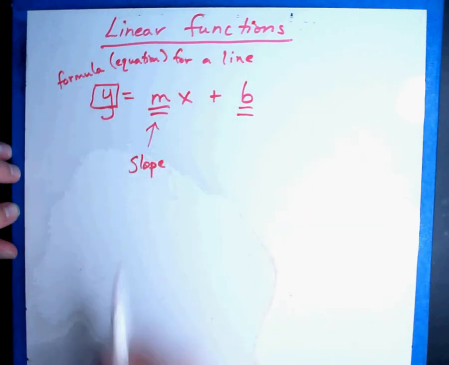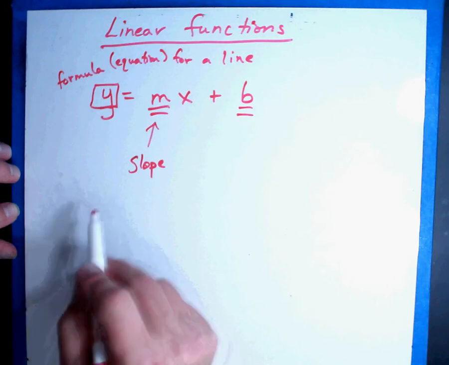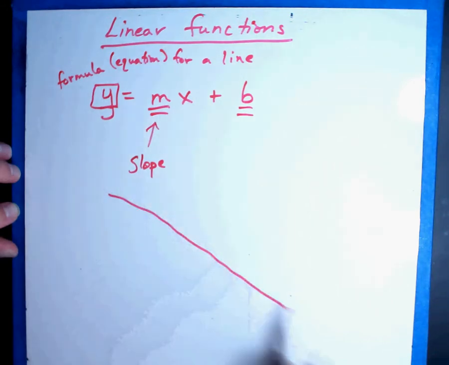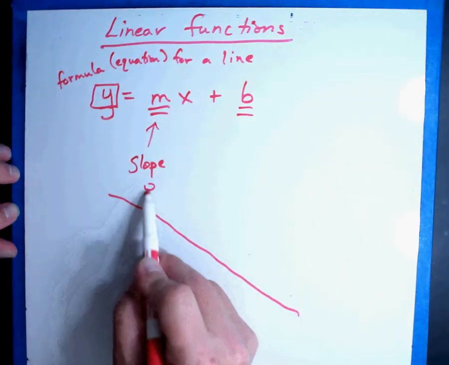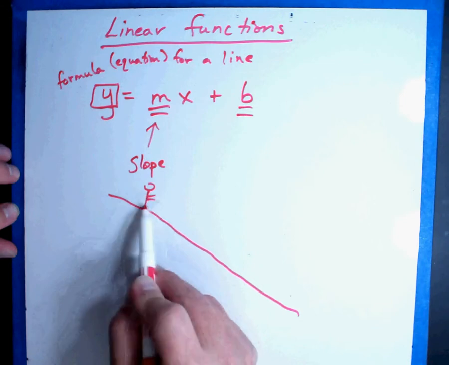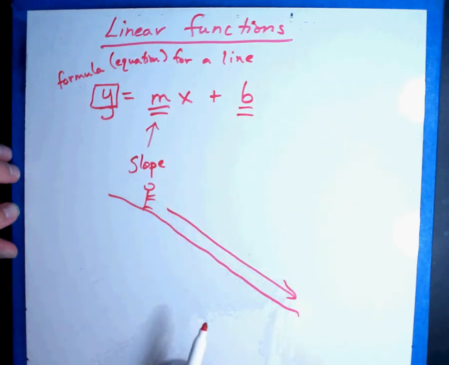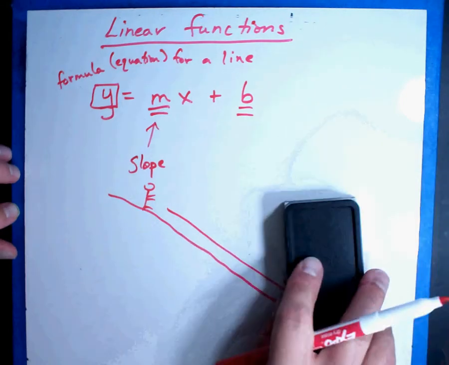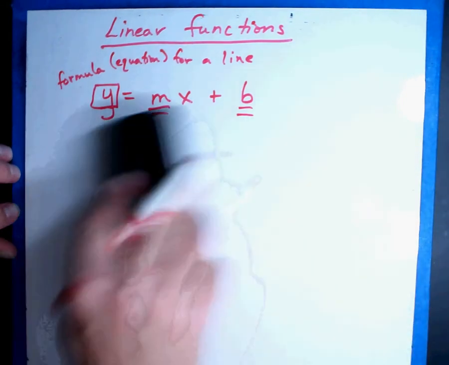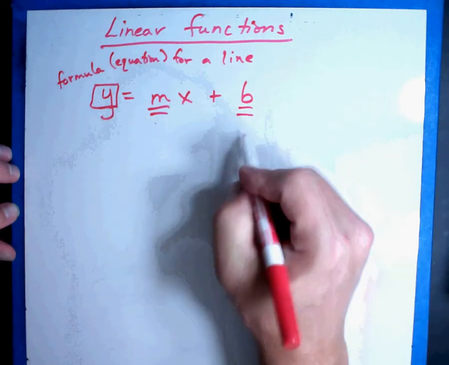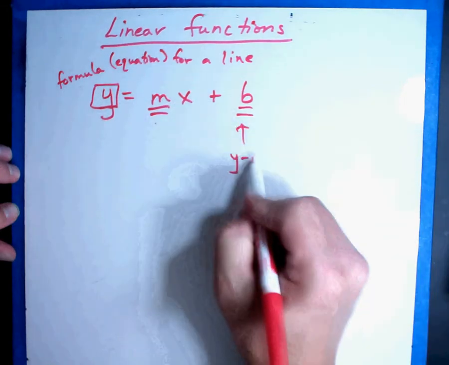This is the slope. If I like to snow ski, if I have a slope like this, and I'm going to climb up here and I'm going to ski, the quicker the slope is, the faster I'm going to go down. That's what slope is. It's sort of how steep it is. B is going to be the y-intercept.